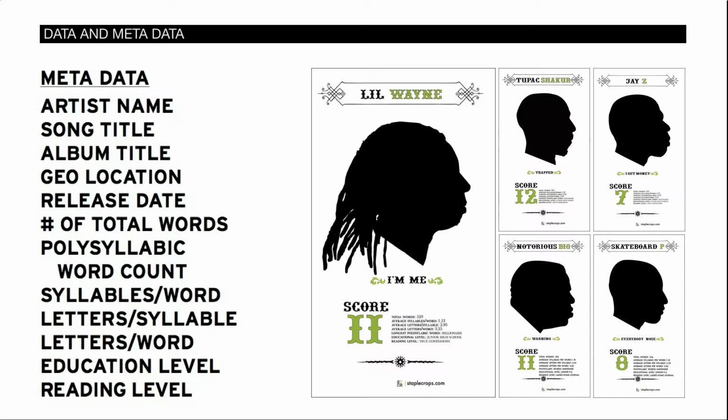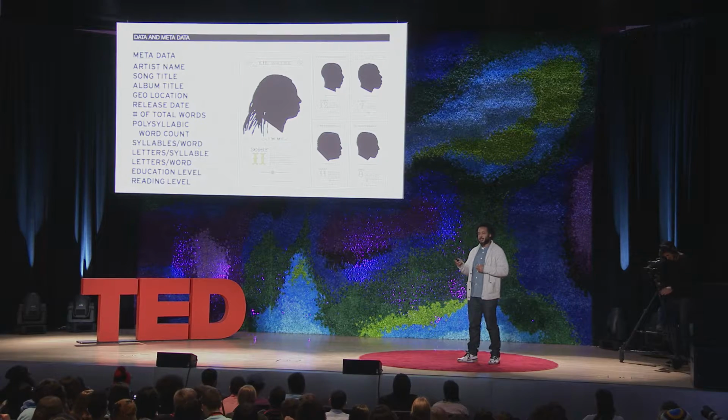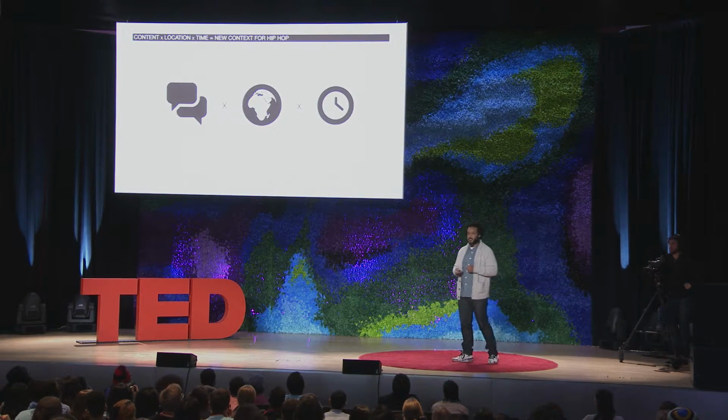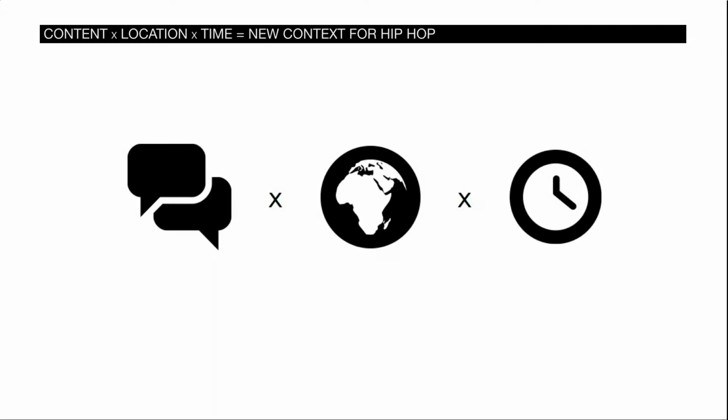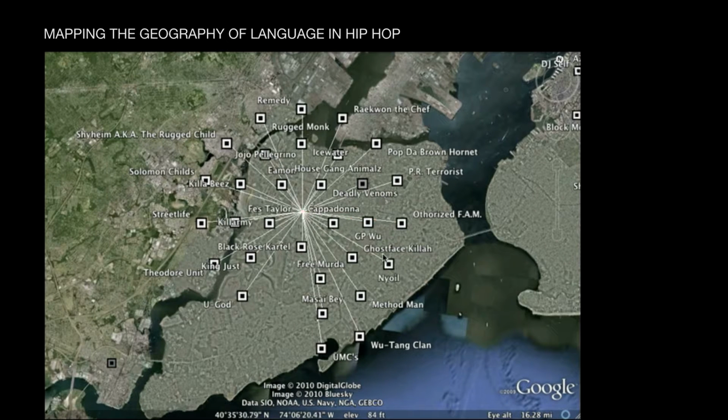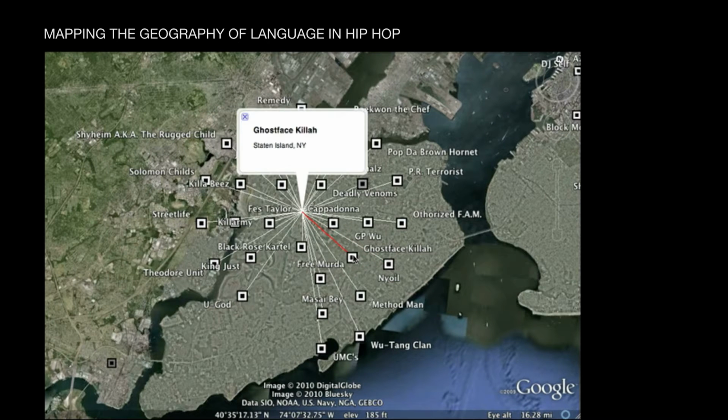So these are some analyses of rappers and their songs, and they were scored based on how important those scores related to the data. So this is the first time that the content of hip-hop is compared with the location of hip-hop and the time in hip-hop, and it gives a different context for the culture of hip-hop. And you could do really fun things once hip-hop is in data form. And this is an example of mapping the language in hip-hop.